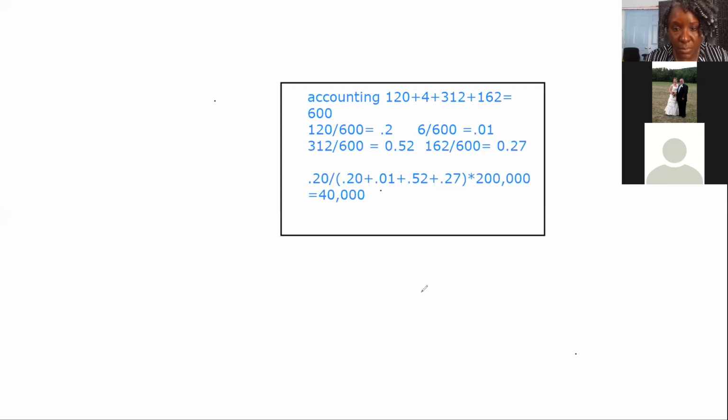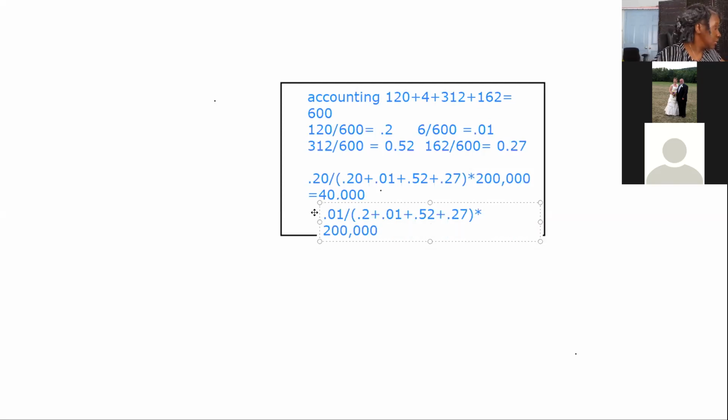I'm going to go back to my whiteboard. And as you can see in the whiteboard, you see that I have made the calculation for 40,000 for the accounting. Now I'm going to use the administration. Administration is 0.01. So if I do the same calculation, I'm going to say 0.01 divided by the sum of these numbers again, multiplied by 200,000, should give me, again, the portion that relates to administration.